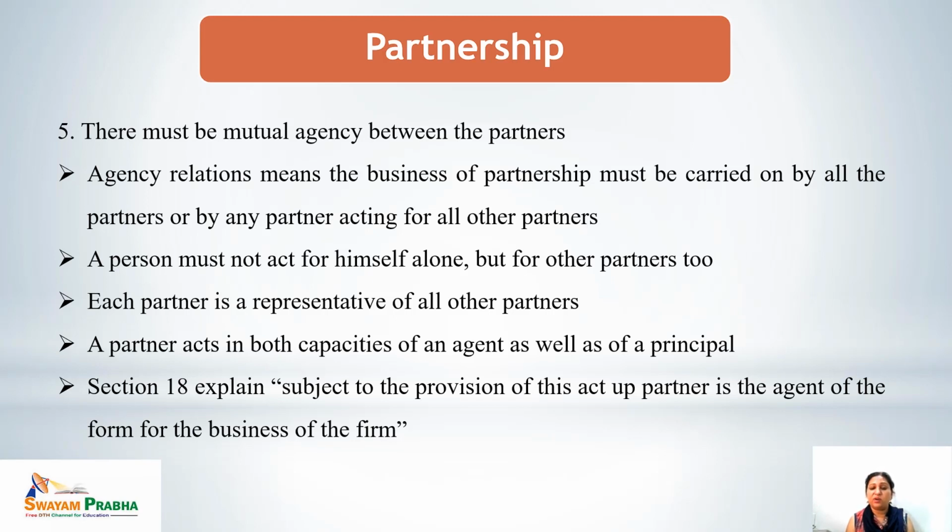The partner works as an agent as well as a principal. When one partner works for all, on behalf of all other partners, he is treated as an agent, but when he works for himself as a part of the partnership firm, he is treated as principal. Section 18 clearly explains: subject to the provisions of the Act, the partner is the agent of the firm for the business of the firm.